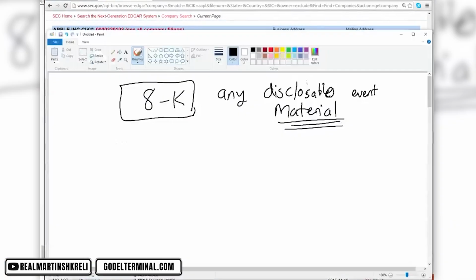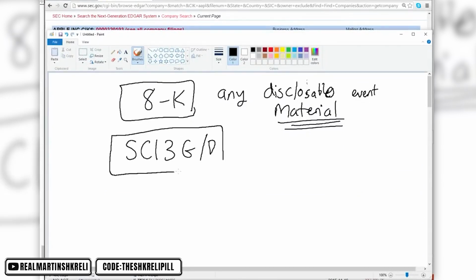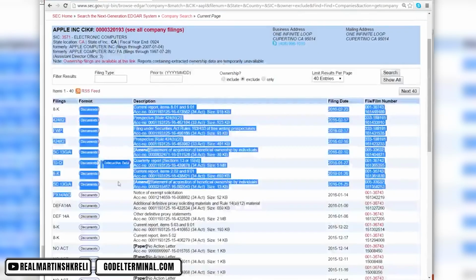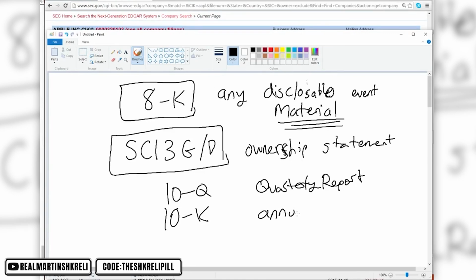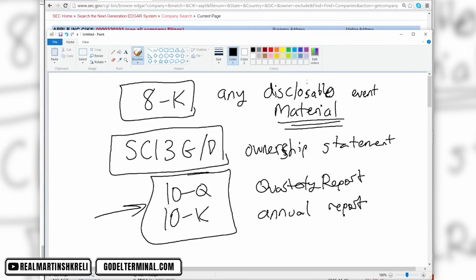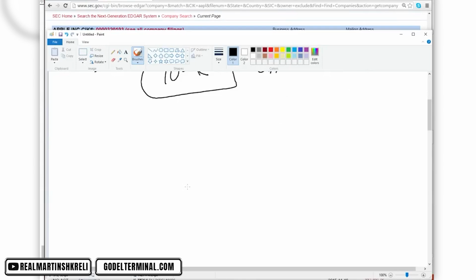A lot of these are kind of confusing. The 13G or D is an ownership statement. So if someone owns more than 5% of your company, that's what a 13G is. All of these are specific kinds of statements. And the ones we're concerned with are the 10Qs and 10Ks. The 10Q is the quarterly earnings report, and the 10K is the annual report. So we start off with these Form 10 filings as the important things we're going to focus on.